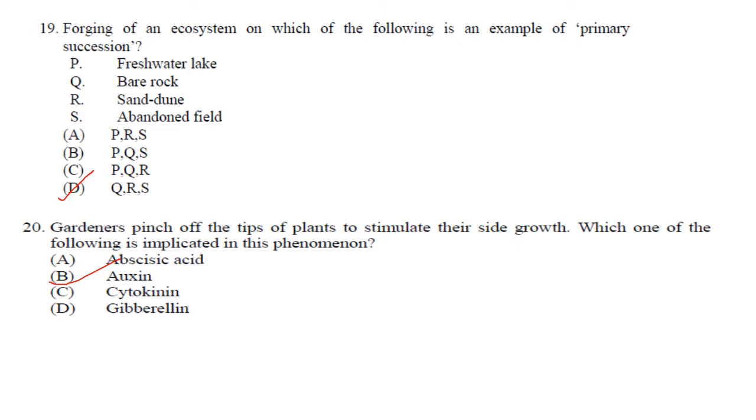Next one. Gardeners pinch off the tips of plants to stimulate their side growth. Which of the following is implicated in this phenomenon? At the tip of the plants you will see mainly auxin, which is needed for elongating the plant. It will grow tall. But if you pinch off this tip, the cytokinins on the branches will be stimulated and you will get more branches for the plant. So answer is option B, auxin.